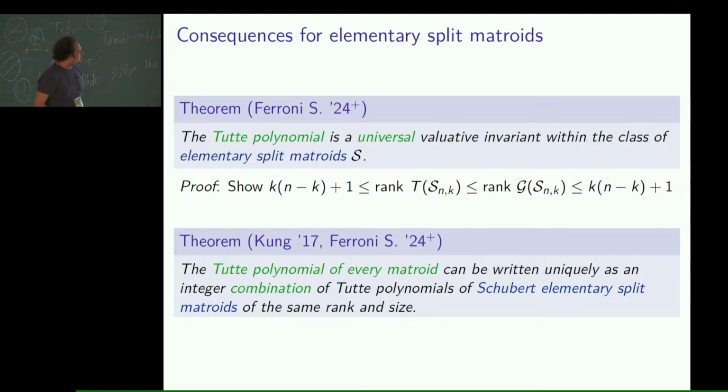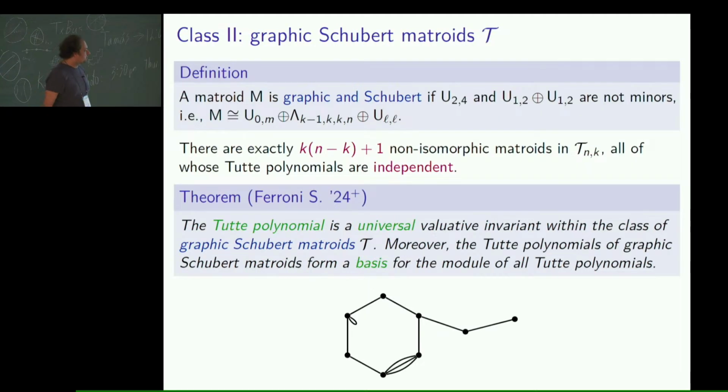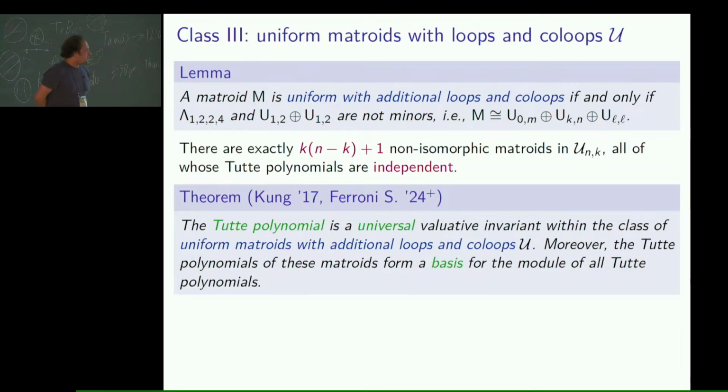And there are more classes where you can play this game. So let me quickly introduce them to you. So you can do this with graphic Schubert matroids, meaning you exclude the minor U24 and the direct sum of U12 and U12, you will come up with a graphic matroid, and the two theorems will hold. And it looks like this. So you have a cycle. One edge of the cycle can be repeated, and you have as many loops and co-loops as you like. You can also have uniform matroids with additional loops and co-loops. So same game as before. And I don't think I have to explain what this class is in more detail.